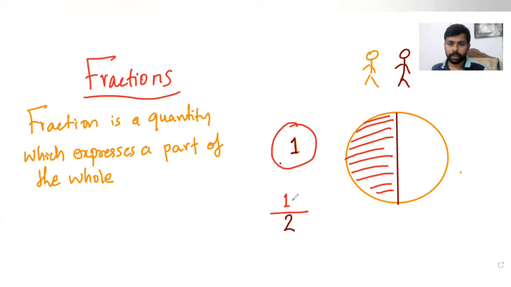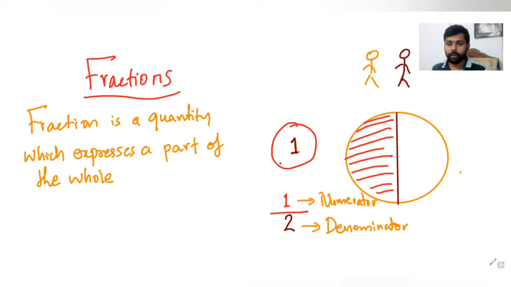Here the number which we have written above, in the top, is called the numerator. And the number which we have written below, this 2, is called the denominator. We always write a fraction in the form of numerator divided by denominator. So the number on the top is always the numerator, and the number written below is called the denominator, and this is the general form of a fraction. And 1/2 means two equal parts are there, and out of these two equal parts, one part is considered.